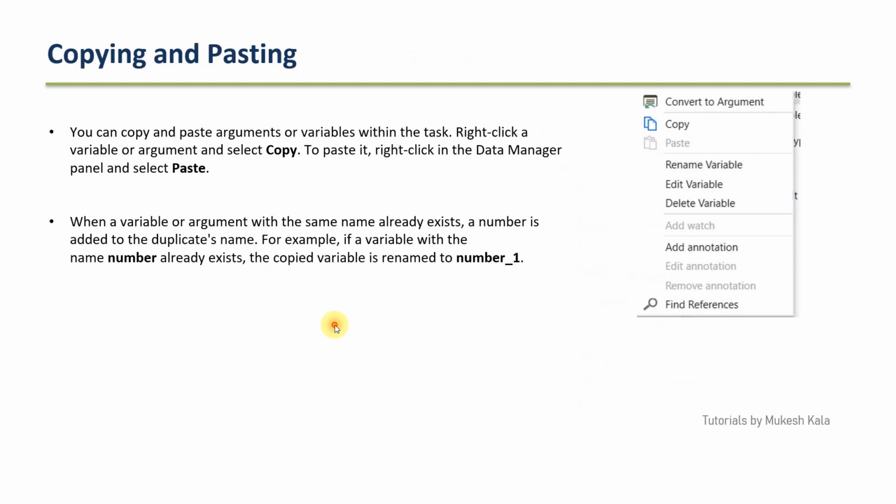Next, we have something which is called copy and paste, which means that I can actually copy and paste the variables and the arguments. You simply have to right click, do a select, and then right click in the data manager in the scope where you want to paste it and do a Ctrl+V. Now whenever you are copy pasting a variable, let's say there is a variable called number, it already exists. What UiPath will do, it will actually create a variable and rename it to number_1. Absolutely simple feature. Let me quickly show it to you.